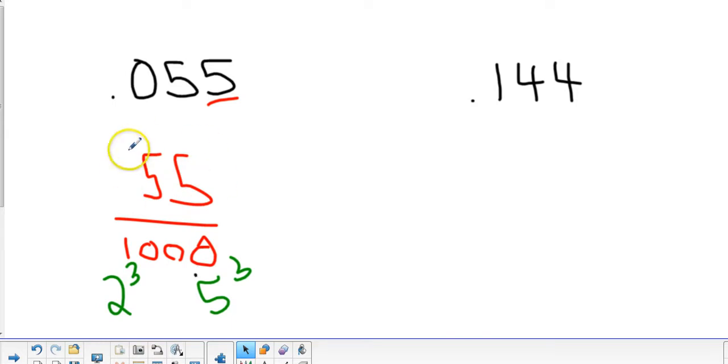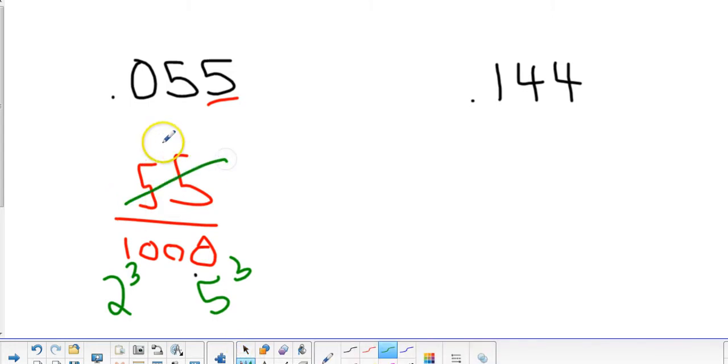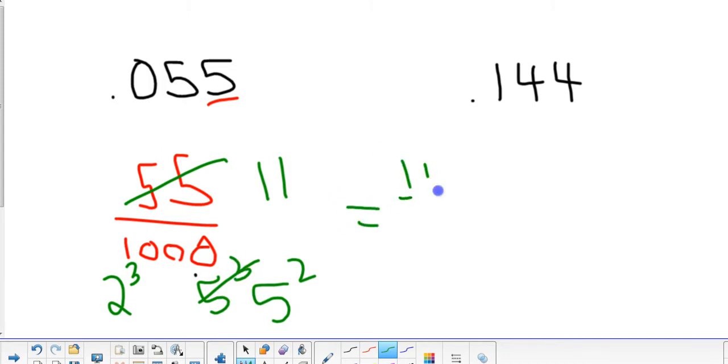And so up here, we know that this is 5 times 11, so we're going to cancel out one of the 5's. And so in the denominator I've got 8 times 25, which is 200. So this is going to be 11 over 200. But again, in this top number, I'm only looking for 2's and 5's that go in here.